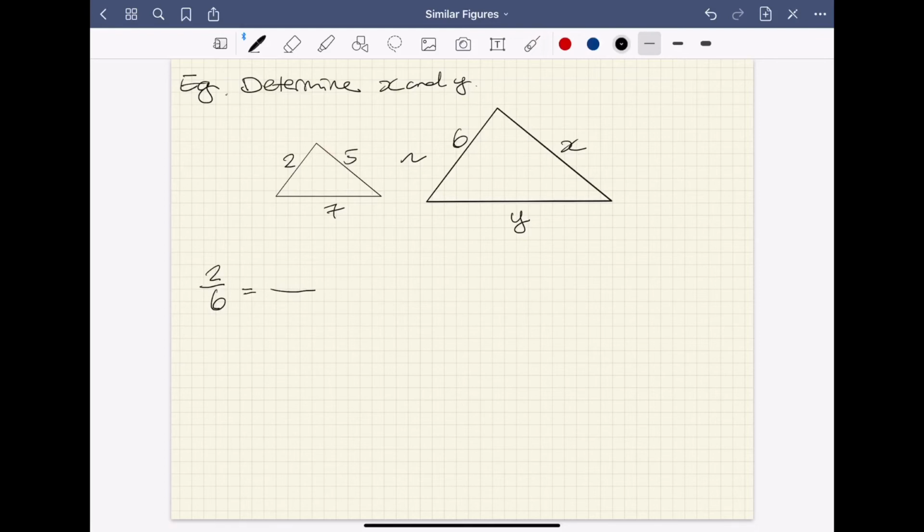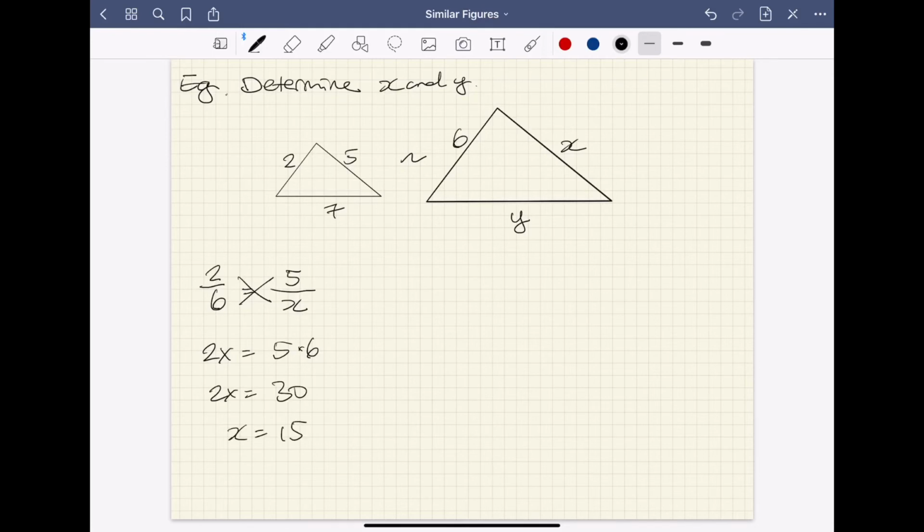You need to make sure that you write the sides of the same triangle on the same side. 2 is the side from the smaller triangle and it's on top, then 5 should be on top as well because they're all from the same triangle. And x is from the same triangle as 6, so it'll be on the bottom. Now to calculate x, we just need to cross multiply. So 2x is equal to 5 times 6, and 2x equals 30, so x is equal to 15.